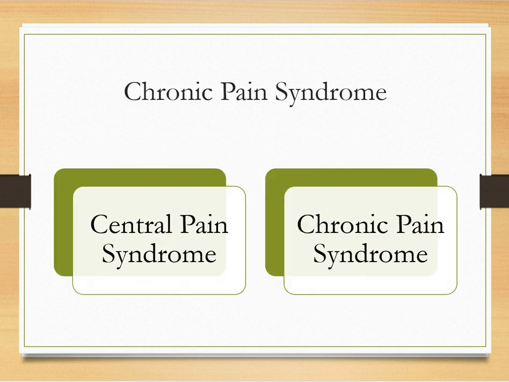Last guideline, chronic pain syndrome. We have codes G89.0, which is central pain syndrome, and G89.4, which is chronic pain syndrome. These are different than the term chronic pain, and these codes should only be used when the provider has specifically documented these two conditions.